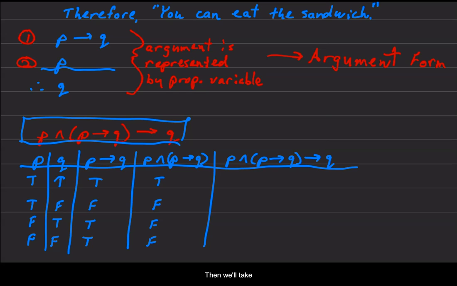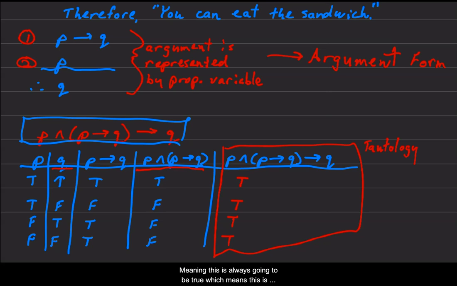Then we'll take this being the first part of the conditional and the Q being the second part of the conditional. So we have true, then true is true. False, then anything is true, which means the rest of these are true, which means this is a tautology, meaning this is always going to be true.